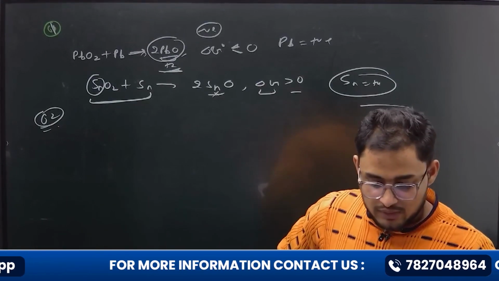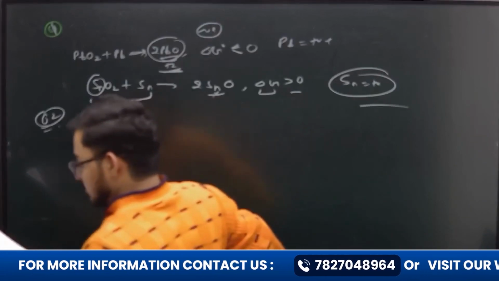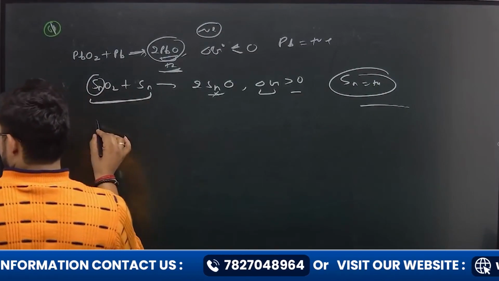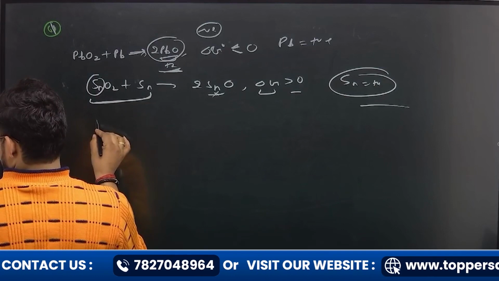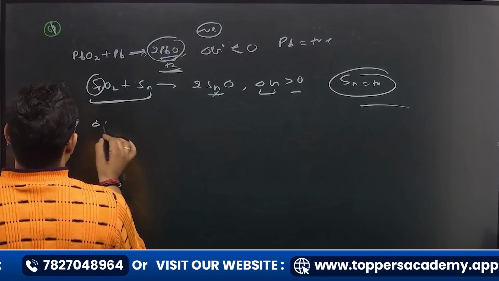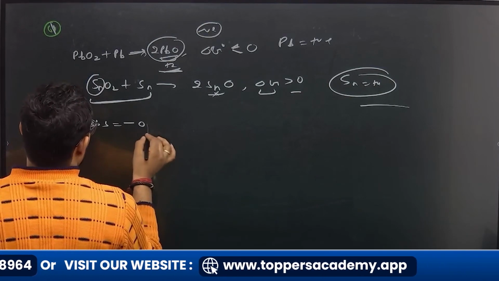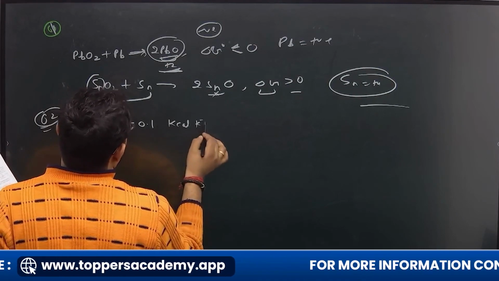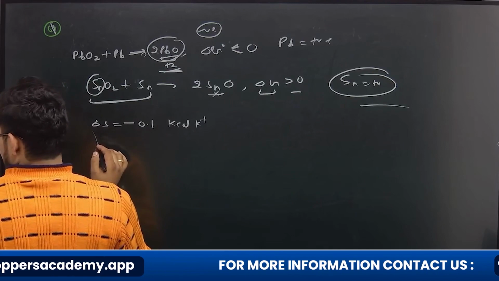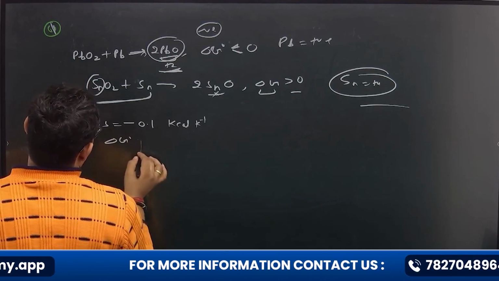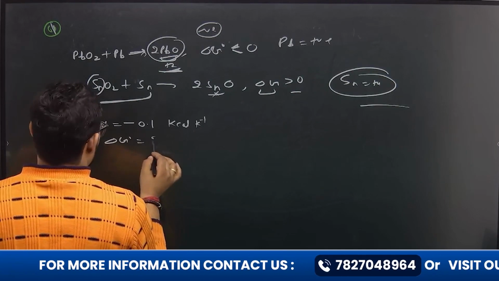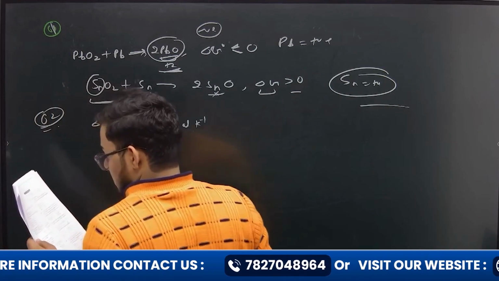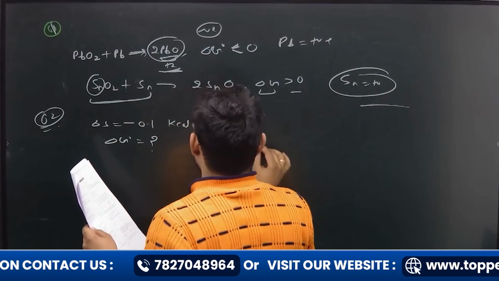What is the value of delta G naught? Delta S is given to you as -0.1, and delta H is given also.